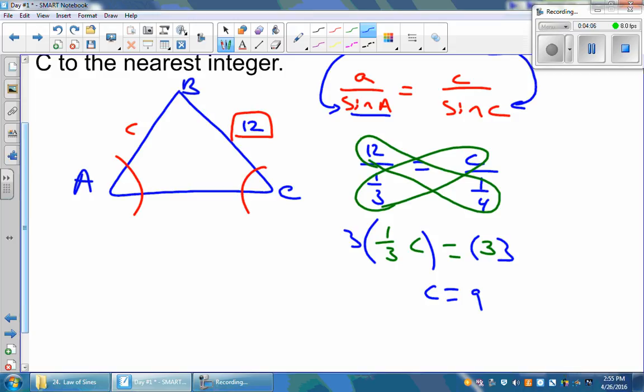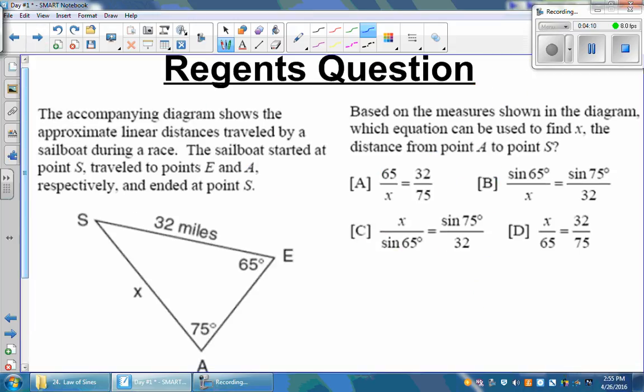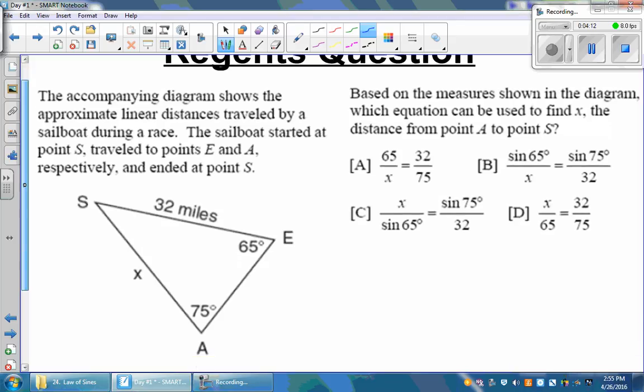In my next example, we're going to look at a Regents question. It came off of an old Regents exam. It's multiple choice. Again, I'm going to look at the question and accompanying diagram: the approximate linear distance traveled by a sailboat during a race. The sailboat started at point S, traveled to points E and A, respectively, and ended at point S.